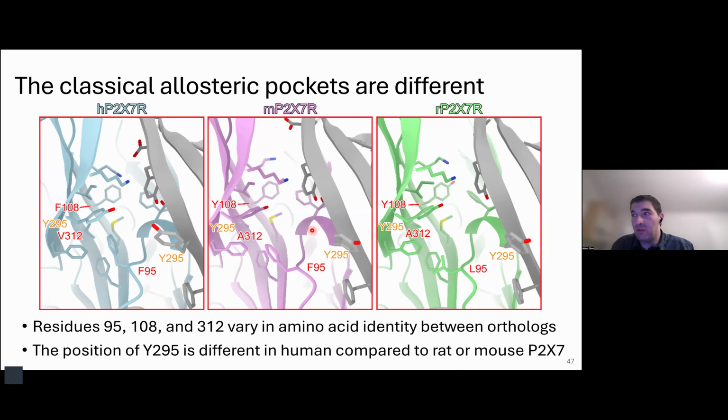So moving on, to understand the pharmacological variability between receptor orthologs, let's take a closer look at the allosteric ligand binding site. From sequence alignments, we know that three residues are different between the three receptor orthologs. First, residue 95 is a leucine in rat P2X7, while it's a phenylalanine in mouse P2X7 and human P2X7.